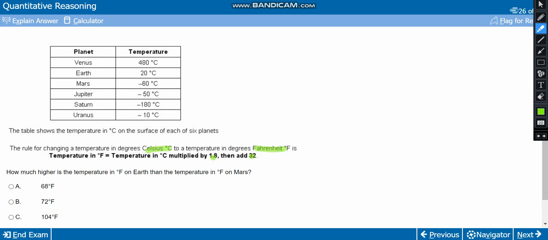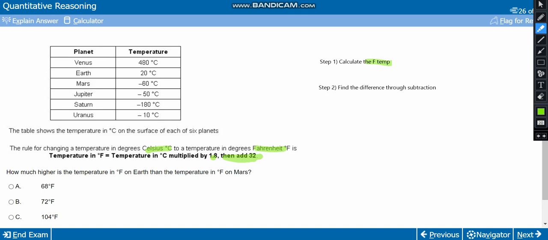Now, in order to answer this question, we need to follow these 2 steps. First, we calculate the Fahrenheit temperature using the rule, and then we find the difference through subtraction. But the thing is, we don't have to follow all the rules to calculate the Fahrenheit temperature. That's because, as we see here, adding 32 is just adding a constant. So in the second step, when we subtract the 2, that 32 that was added onto the temperature of Earth and the temperature of Mars in order to calculate the Fahrenheit temperature, they'll just cancel each other out.